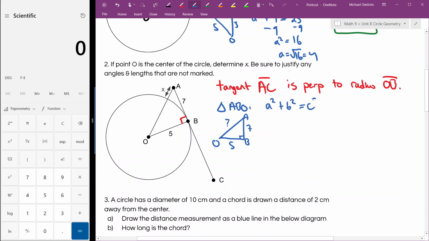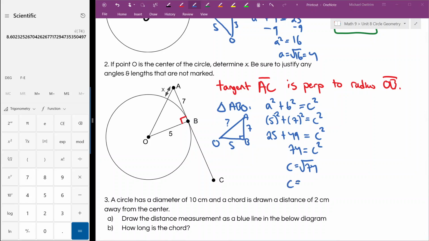Again, we're going to apply our Pythag here. In this case, the 5 and our 7 are our legs, so they go in the A and the B spots. C is our unknown. 20 plus 40 is 60. 5 plus 9 is 14, 74. And so our C will be equal to the square root of 74. I don't know what that is off the top of my head, but let's approximate it using our calculators. About 8.602.